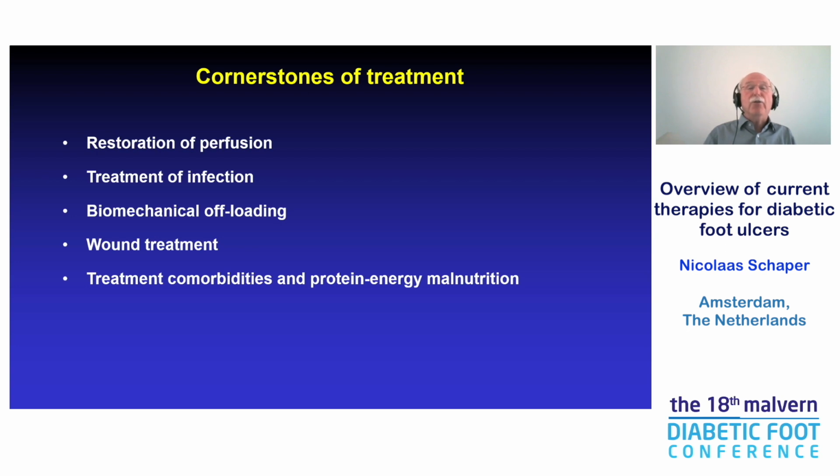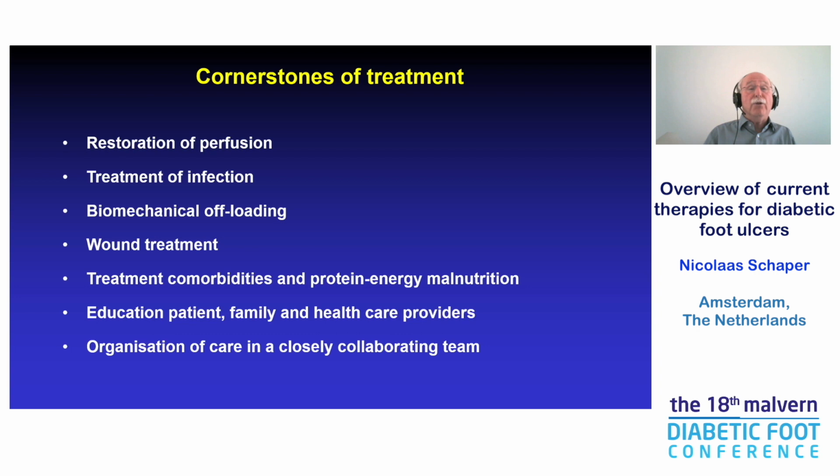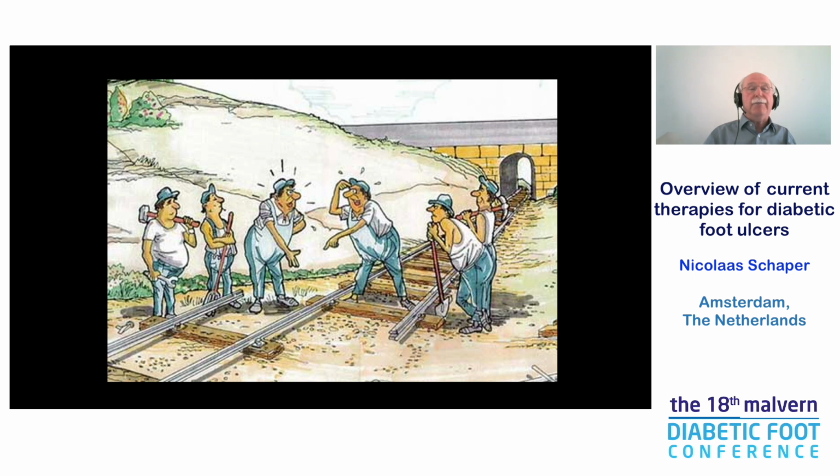Jan Apelqvist has shown that quite a large percentage of the patients he treated in his center had signs of malnutrition. You should, of course, educate the patient, but not only the patient, also family and healthcare providers involved. And you should organize your team in a closely collaborating team. So organization of care in a closely collaborating team. And that team should extend from primary care into secondary care and, if necessary, tertiary care.